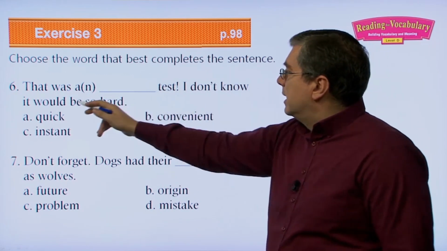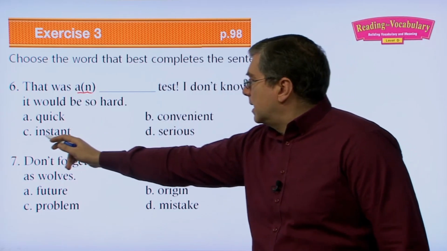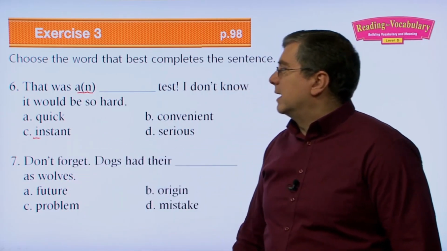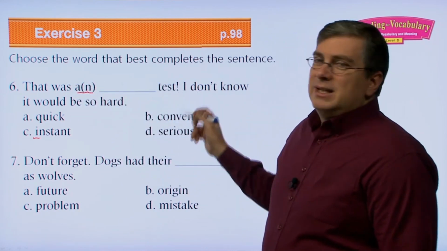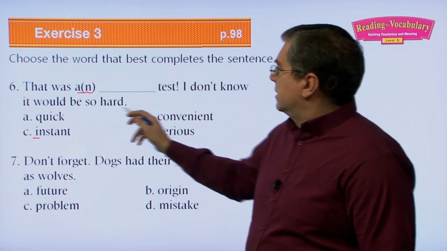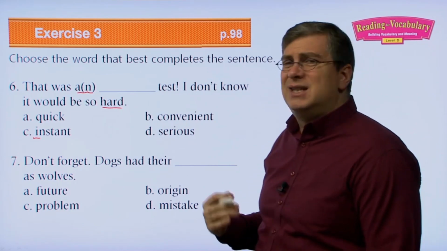Number 6, that was a beep test. I don't know it would be so hard. And of course we have a or an because some of the answers start with a vowel. One answer starts with a vowel. So what was it? That was a what kind of test? A what kind of test is a hard test? What kind of test is a hard test? A difficult test?